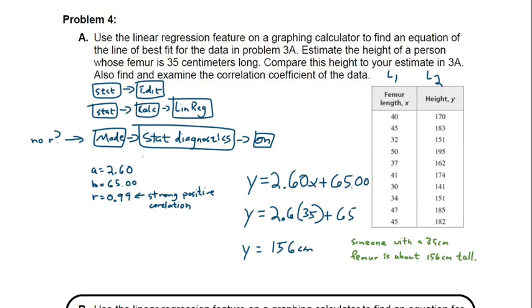And examine the correlation coefficient. We've already done that. The correlation coefficient is 0.99. Like we said, that is very strong positive correlation. It's about as strong as you can get. All right? And there you go. Happy hunting.